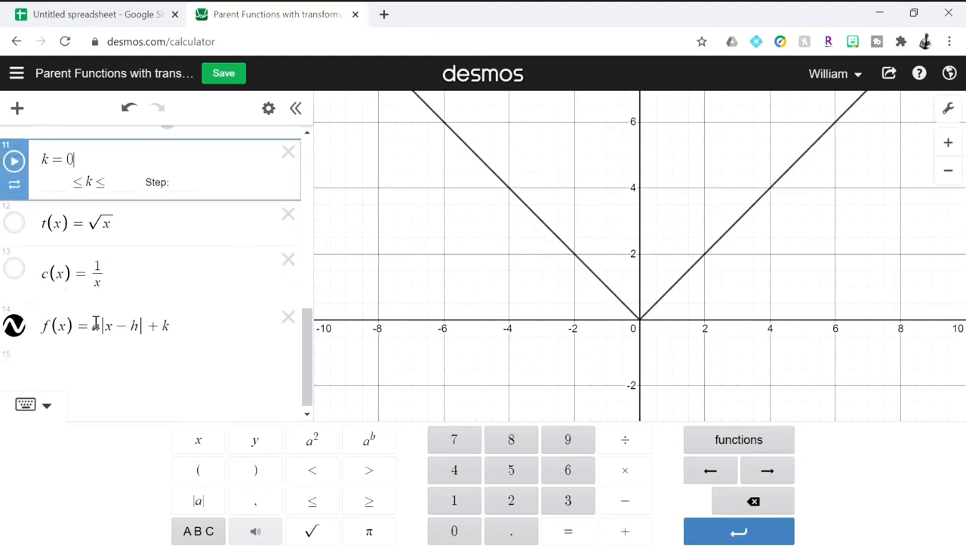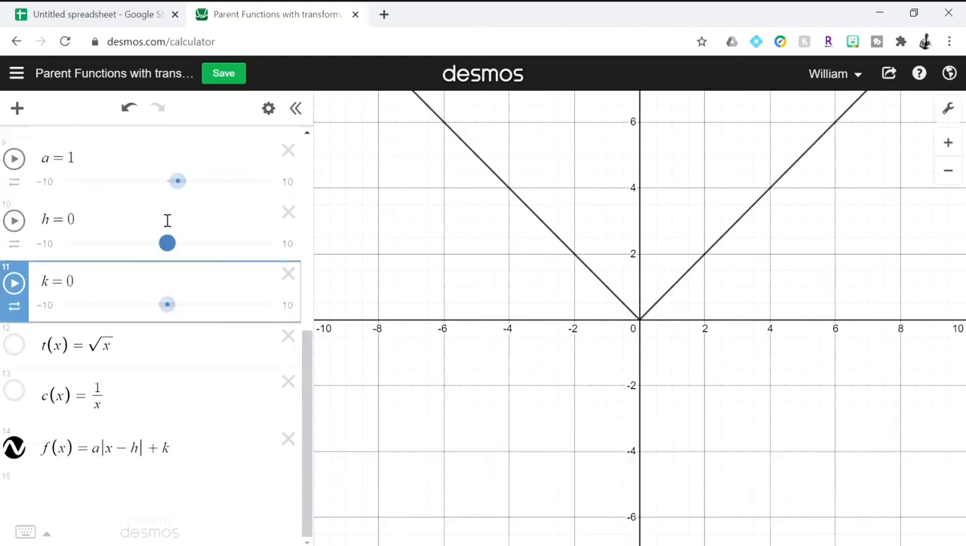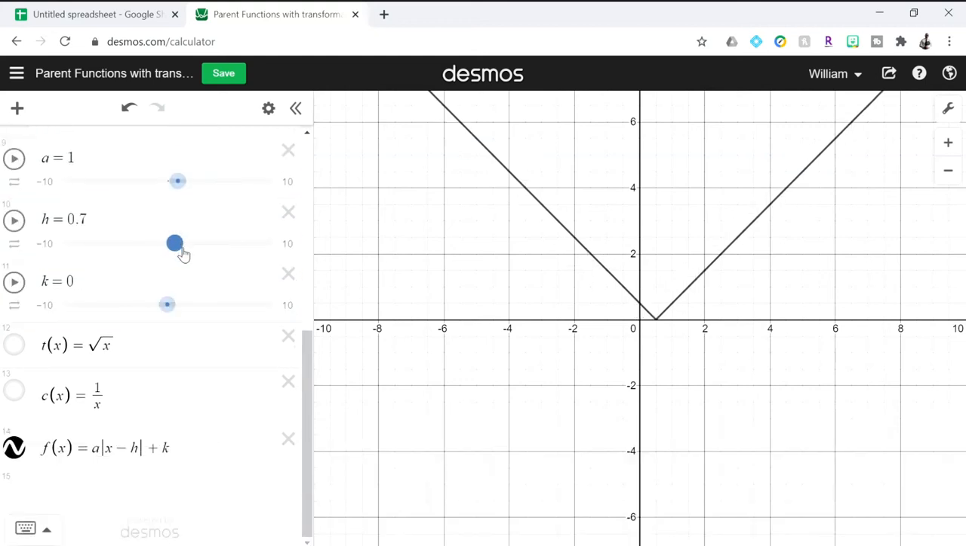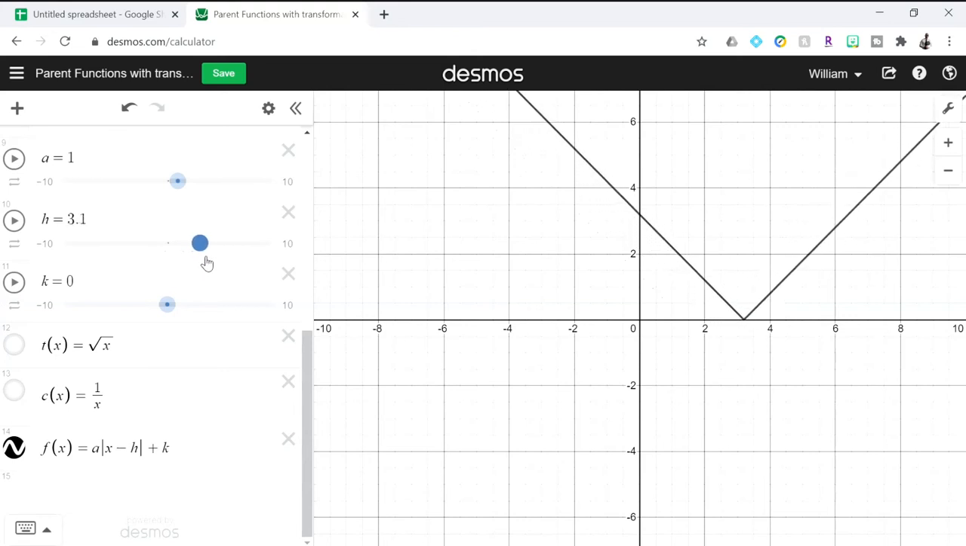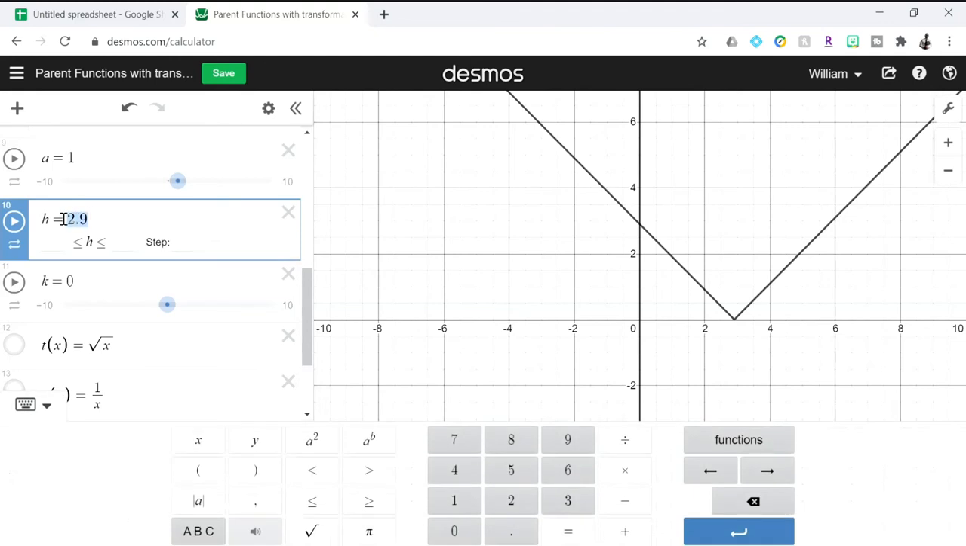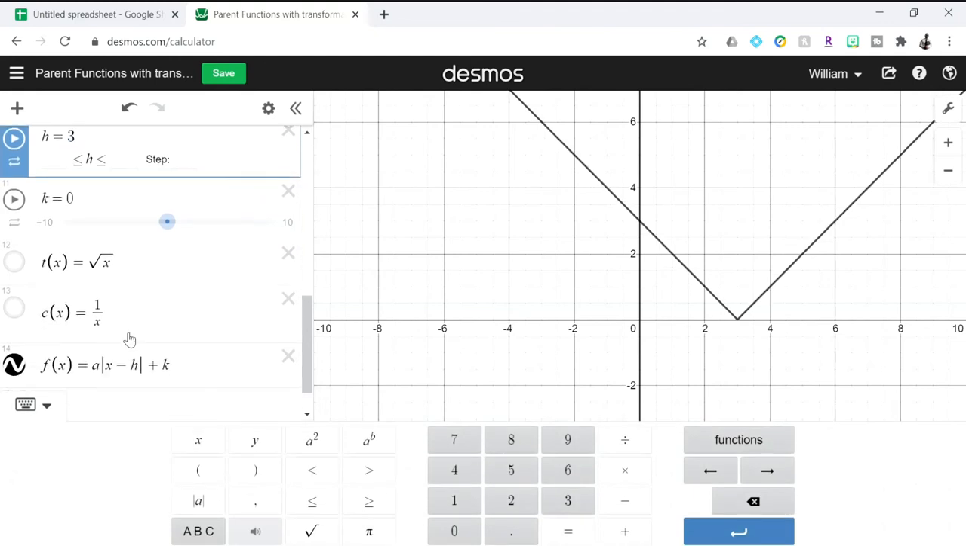That's the same thing as the absolute value of x, but now as we start to slide these around, we notice that if I make h plus 3, notice it shifts it to the right 3, or in this case 2.9. Let's make it 3. The reason why this is written out, when you put 3 in for h, you end up with x minus 3. So it's going to shift it to the right 3. Anything I put in for k is going to shift it up or down that value. And of course, a, once again, is going to give me a vertical stretch or vertical compression.